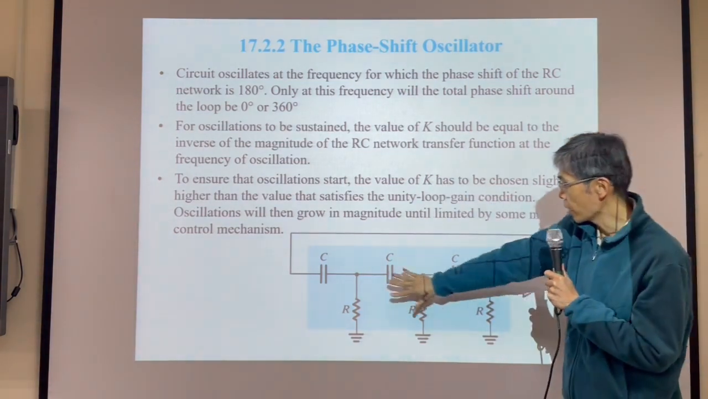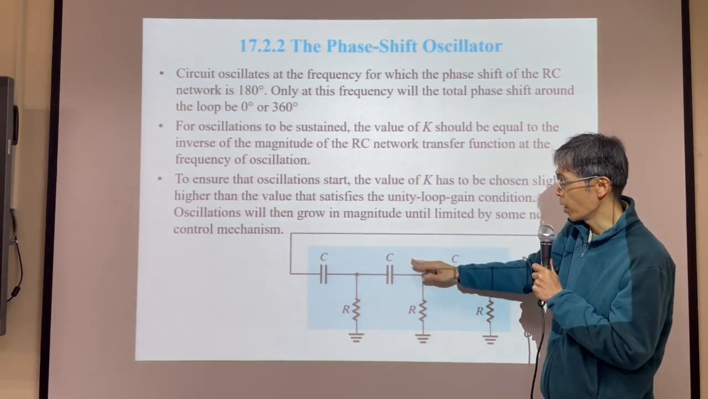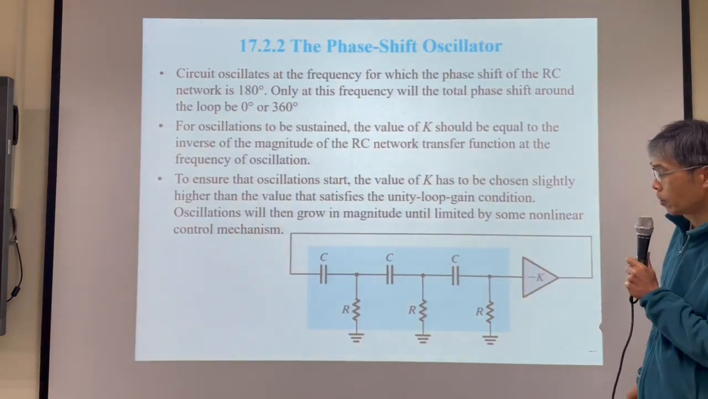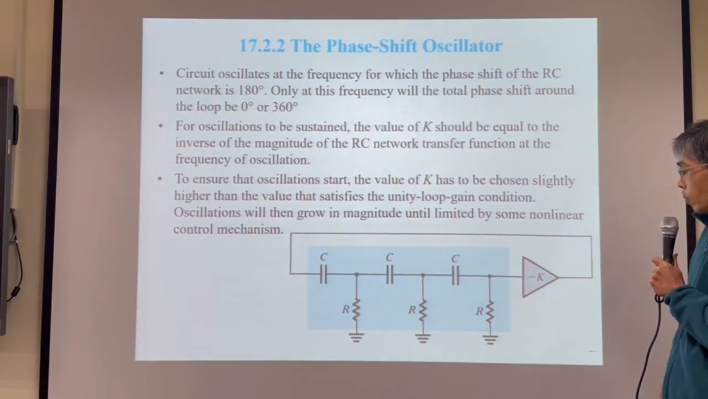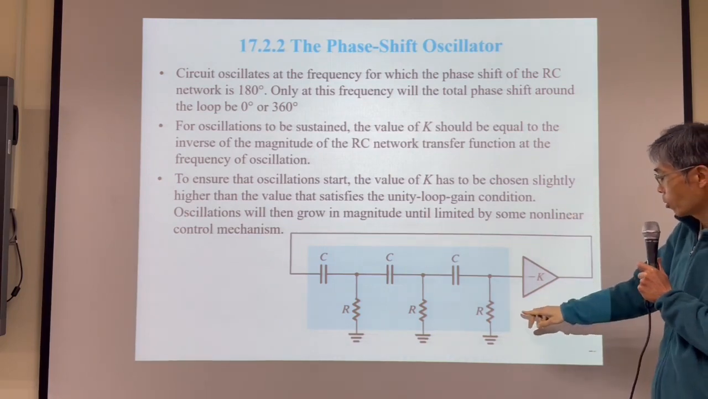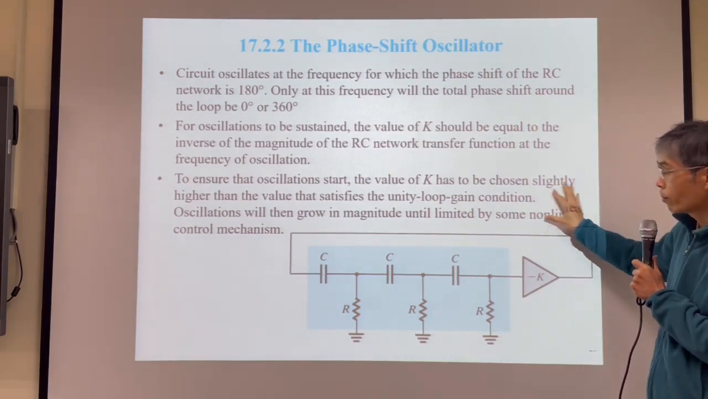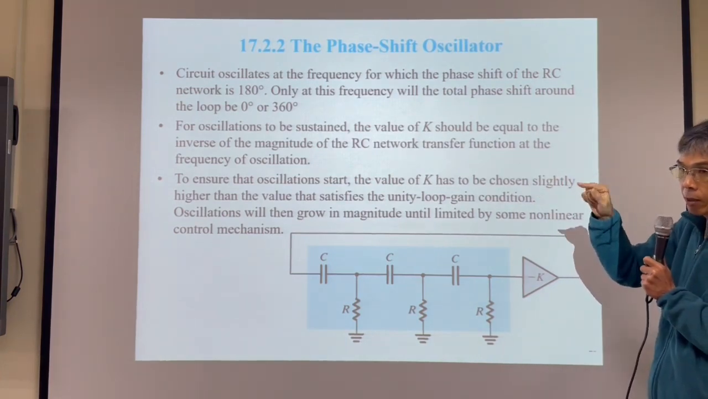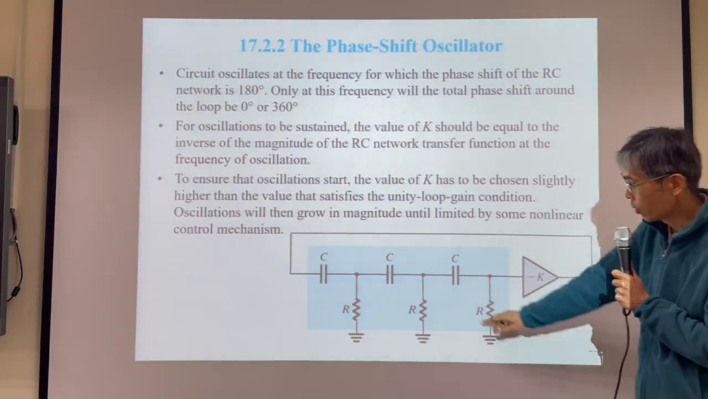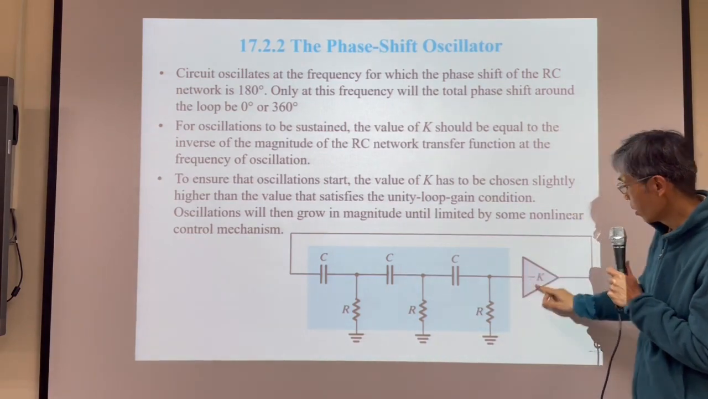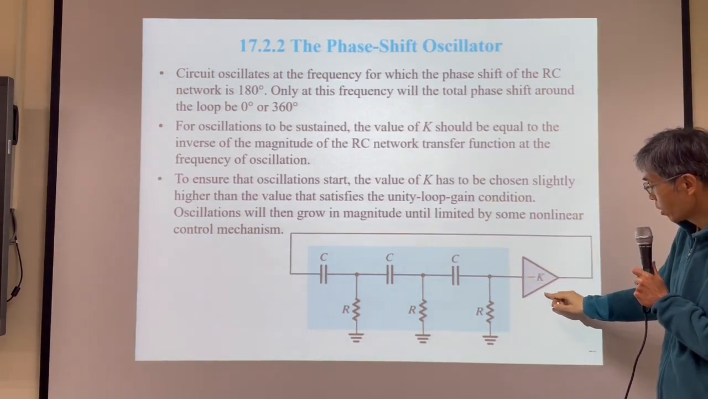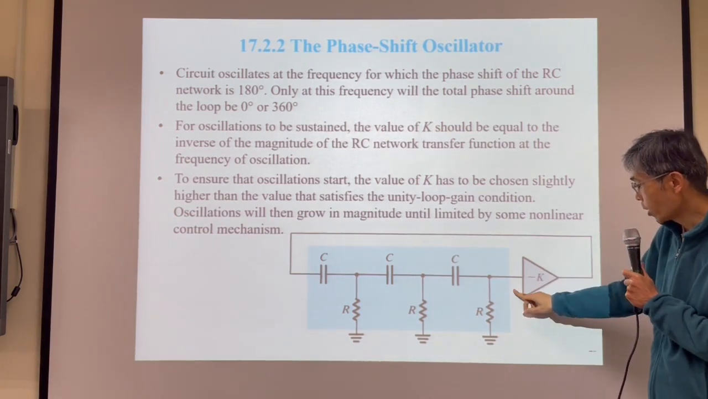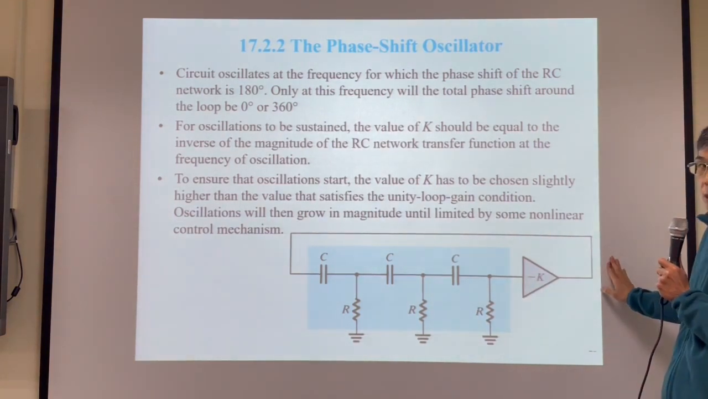If the RC circuit has phase angle 180, this number times this number, the phase gain equals the two numbers multiplied, and we add the two phase angles. So if this is minus 180, and minus K is minus 1, it's 180. This is 180. 180 plus 180 equal to 360.